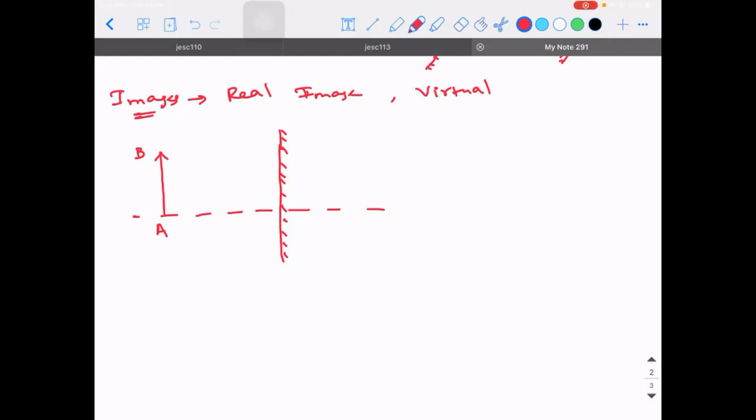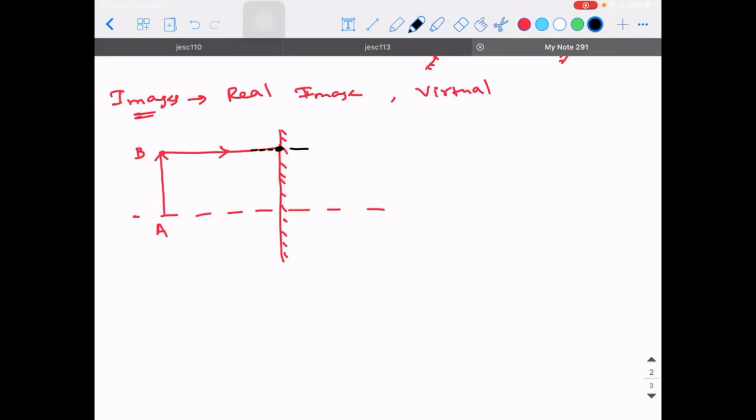Now, from point B, if I take a ray which is incident on the surface, what is this point called? This is the point of incidence. So at this point of incidence, what am I supposed to do? The normal. I should have actually drawn a normal. This normal should be in your mind. I'm drawing it here so that you're able to visualize it, but that should be in your mind.